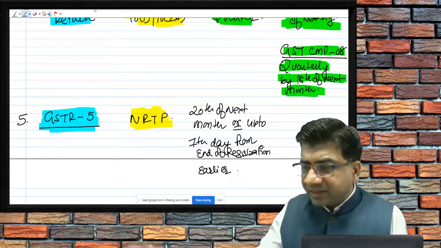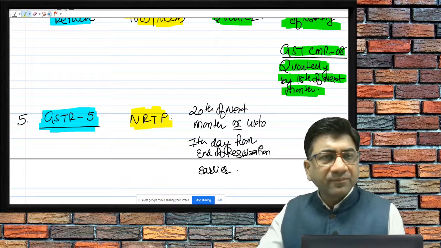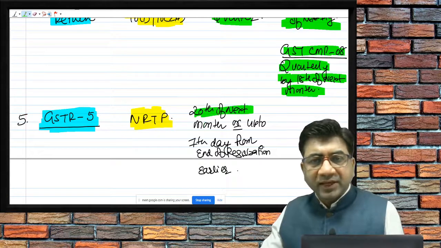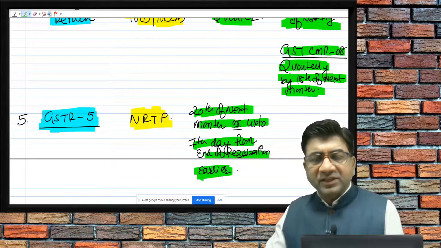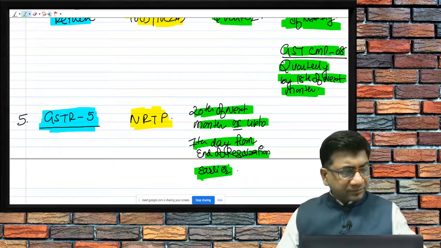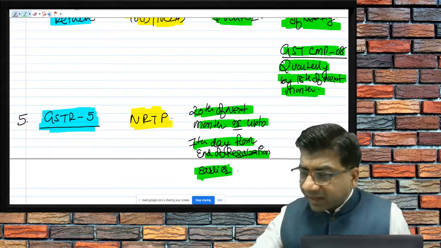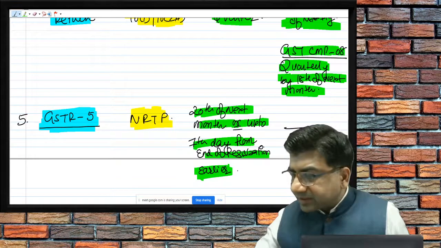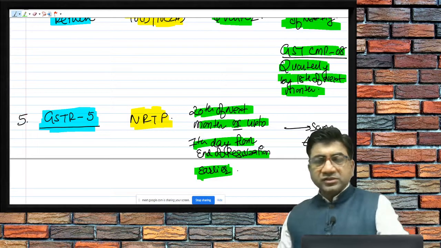Look at the time limit, please. 20th of the next month or up to the 7th day from the end of registration, whichever is earlier. Check the time limit once more. Yes, and this is the practical time limit also for them. It is the same. There is no change.